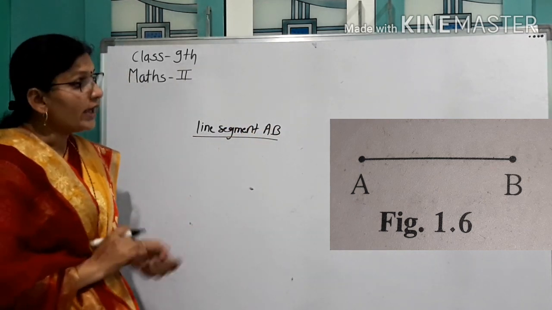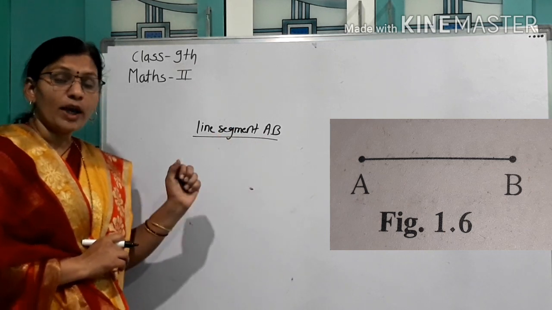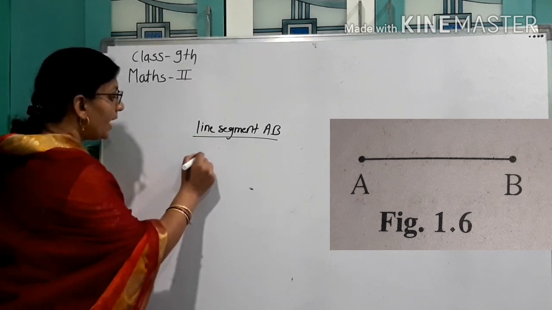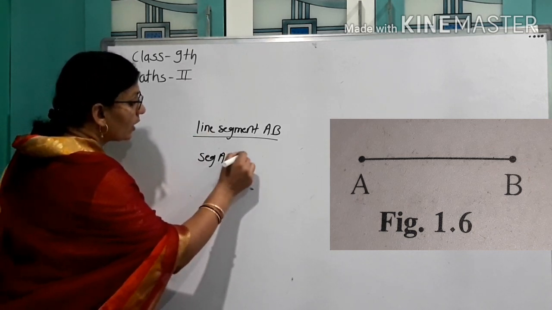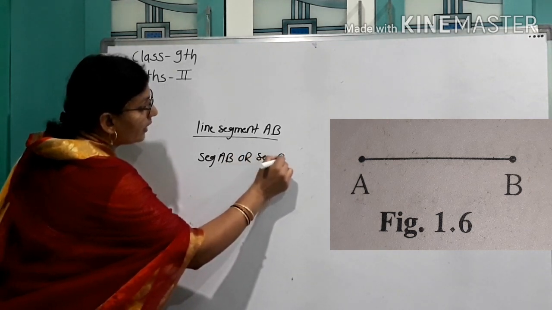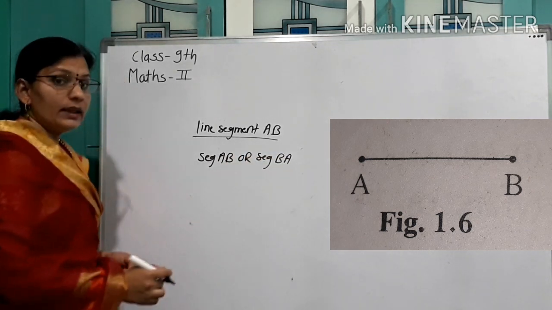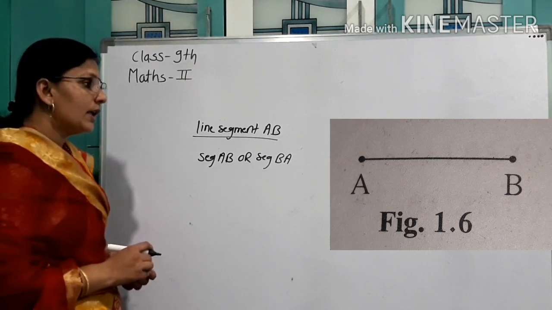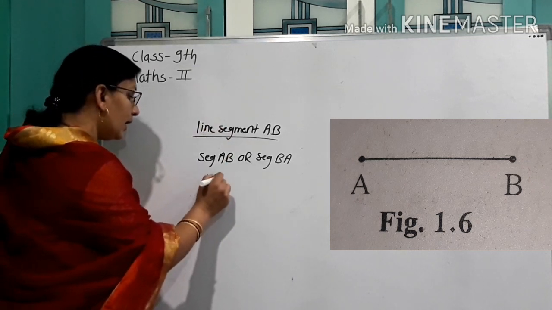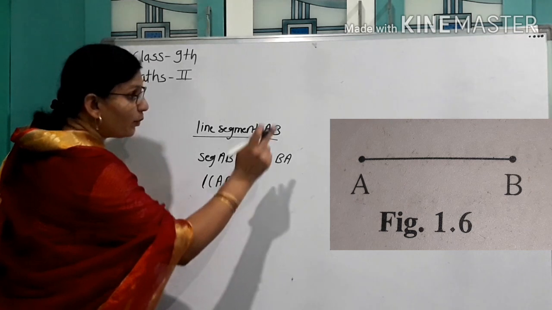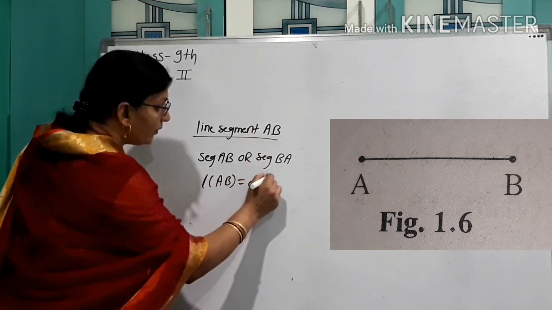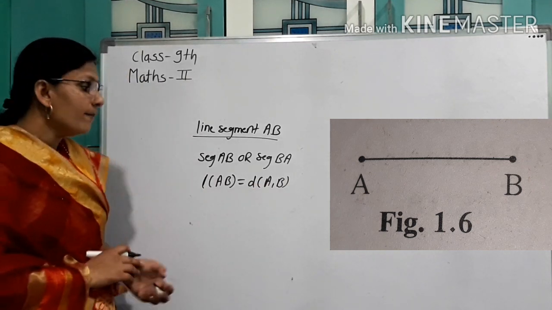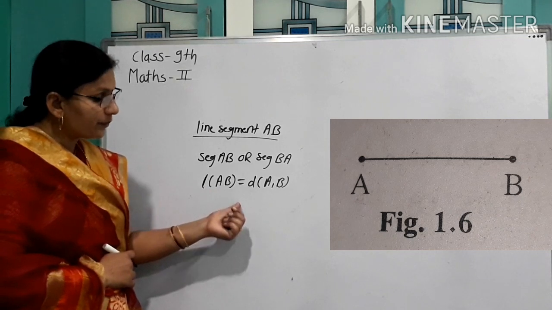Therefore, the union of point A, point B and the points in between A and B is called line segment AB. Shortly, it is denoted as seg AB or seg BA. Then, these points A and B are called end points of segment AB. The length of AB is the distance between point A and B. That is, the distance between point A and B is known as the length of segment AB and written as length of AB.